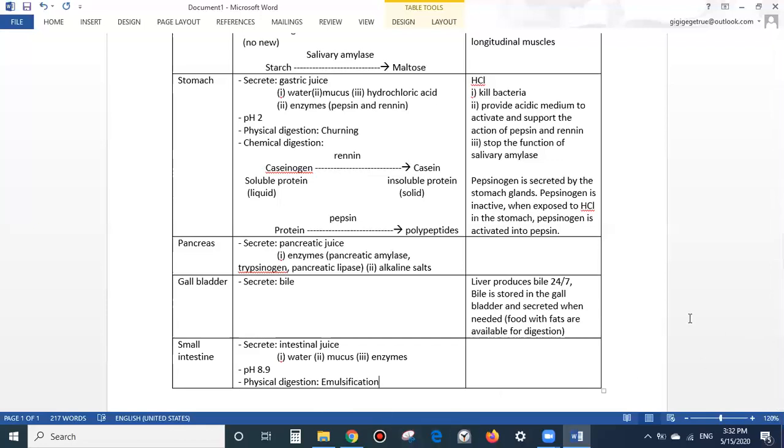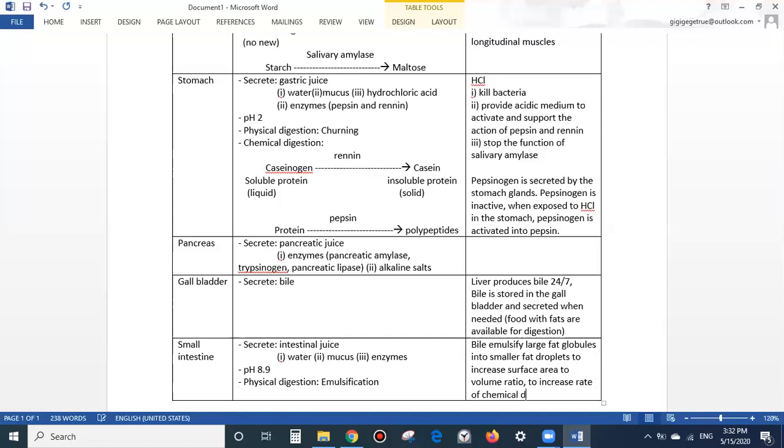So what is emulsification? Side note. Bile emulsifies large fat globules into smaller fat droplets to increase the surface area to volume ratio, and increase the rate of chemical digestion. So basically, physical digestion is always there to help chemical digestion. In this case, bile is doing physical digestion for the fats so that the chemical digestion of the fats will be faster.